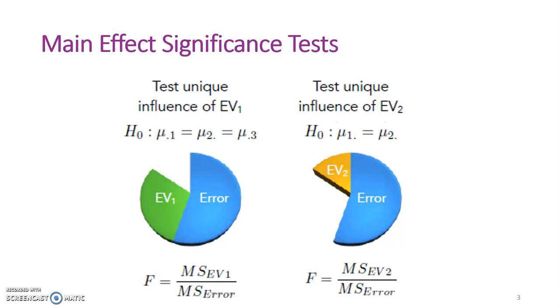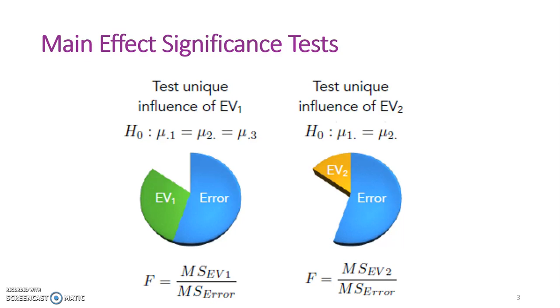So there are going to be two significance tests for this. There's a main effect significance test for gender and a main effect significance test for video game condition, using our example. And so we're testing the unique influence of each predictor on the outcome.